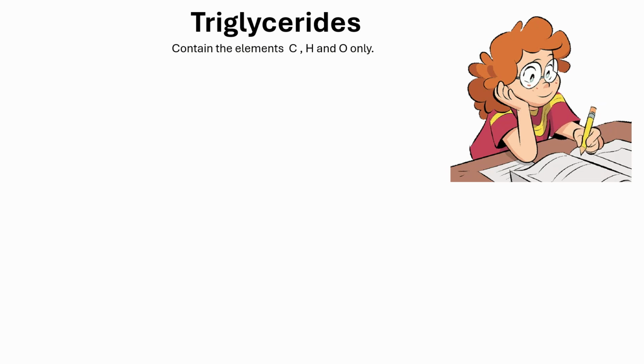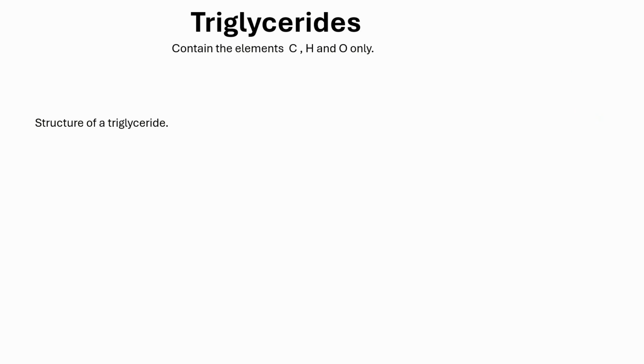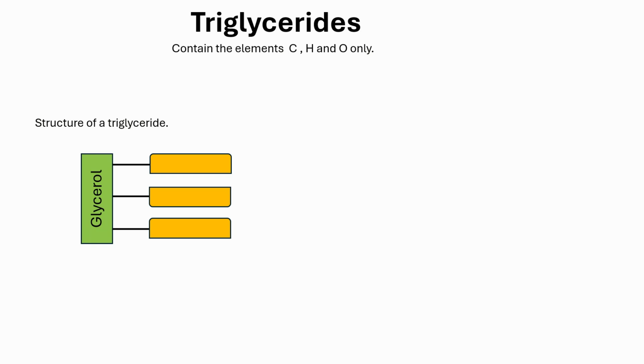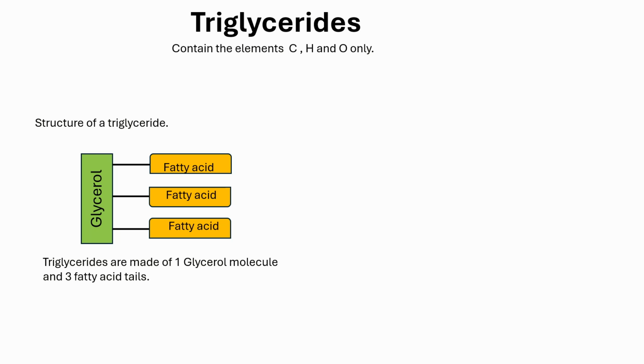biology content on triglycerides. Now they contain only the elements carbon, hydrogen and oxygen. Sound familiar? That's the same as carbohydrates. Now the structure of a triglyceride, it's made from a glycerol molecule. That's a type of alcohol. It's actually propan-1,2,3-triol. But this glycerol molecule is connected by chemical or covalent bonds to three fatty acid molecules.